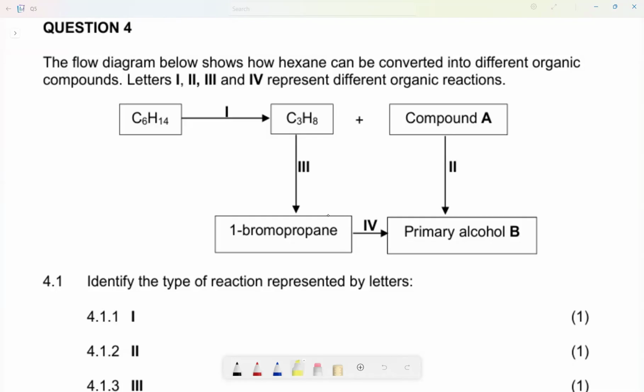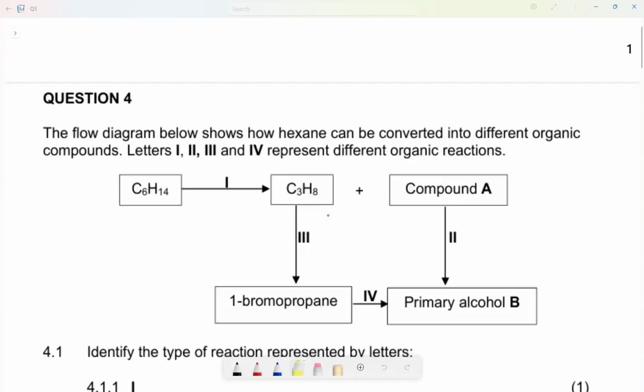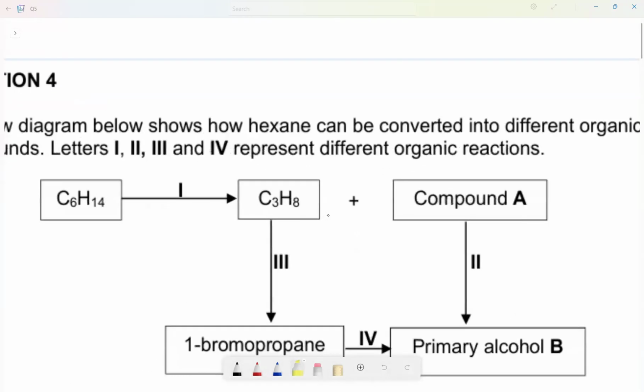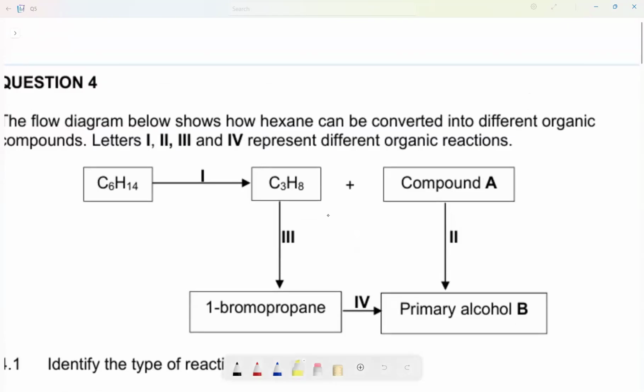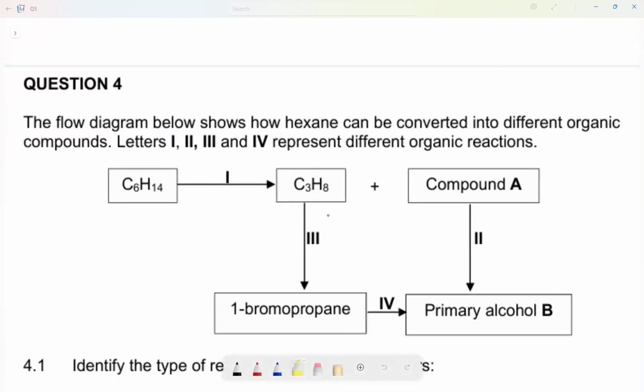So, okay, here I have the flow diagram below. I like to look at the diagram first and analyze it before looking at the question. The flow diagram below shows how hexane can be converted into different organic compounds. Which one is hexane? This one. Letters I to V represent different organic compounds.